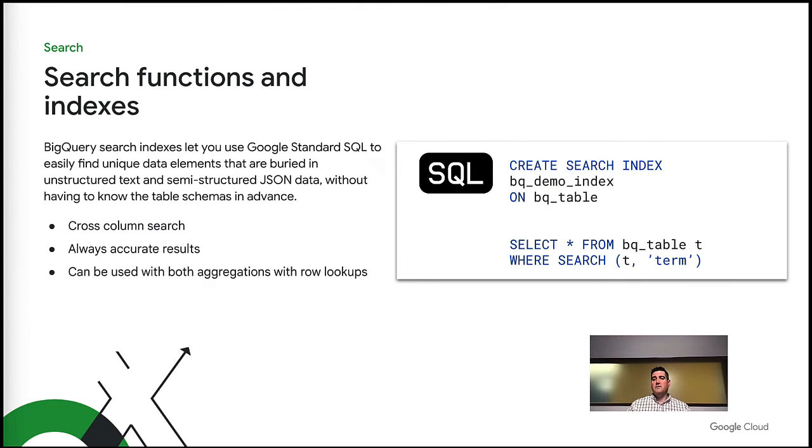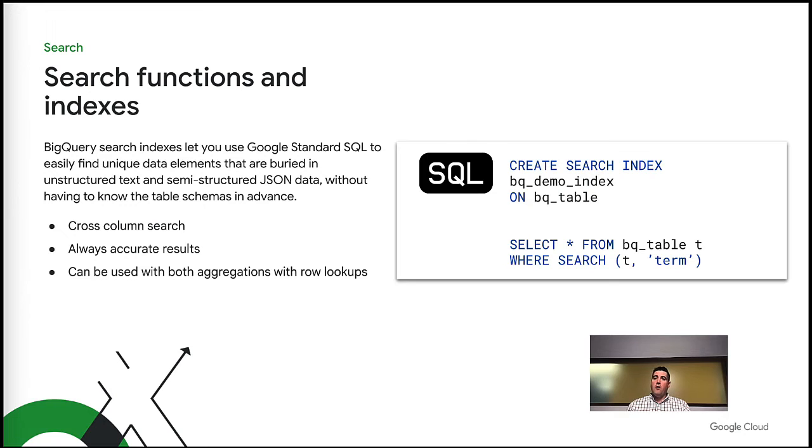Next thing I want to talk about is the new search functions and indexes that are also about to hit GA. So BigQuery search indexes, this is not an index outside of BigQuery. This is all right within BigQuery. You're going to use BigQuery standard SQL to go and find unique elements that might be buried in your unstructured text or JSON data. You don't have to know the schemas in advance. It can search across the table. Indexes are table-based, and you have cross-column search.